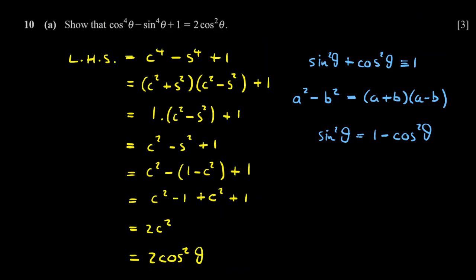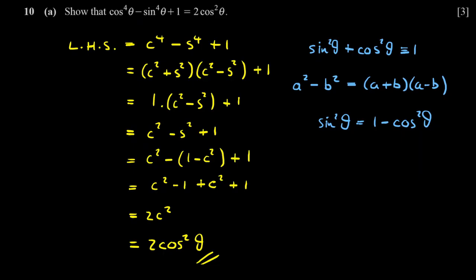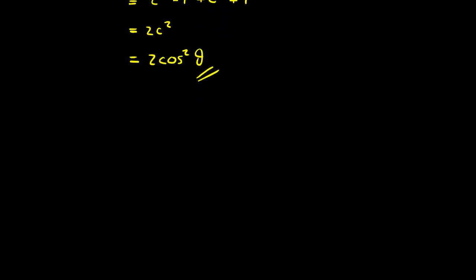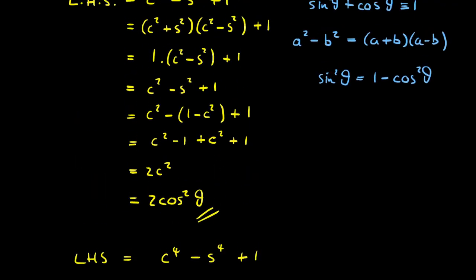I think that's the easiest way to do this particular question. On the other hand, there are a couple other alternatives in the mark scheme, which I will also go through. So I will, for example, just do one of those. So we've got cos to the power of 4. Sorry, we'll say again, left-hand side is equal to cos to the power of 4 theta minus sine to the power of 4 theta plus 1. Just make sure I got that right.